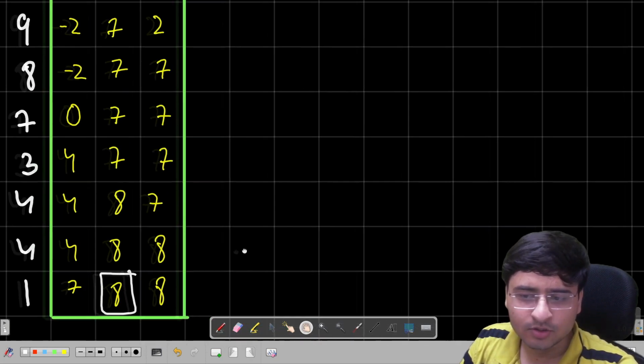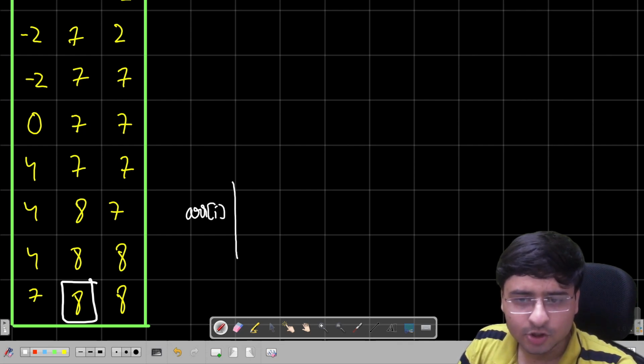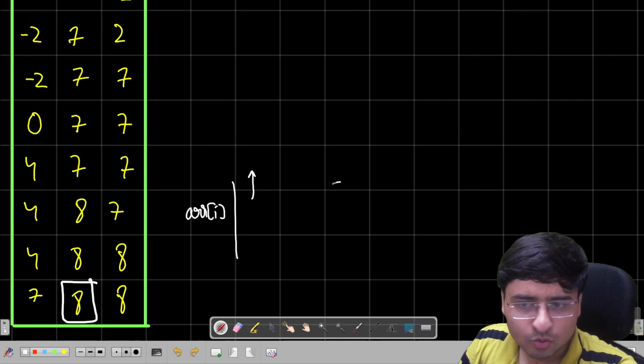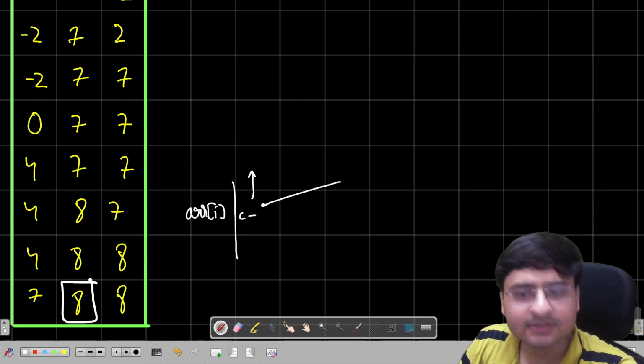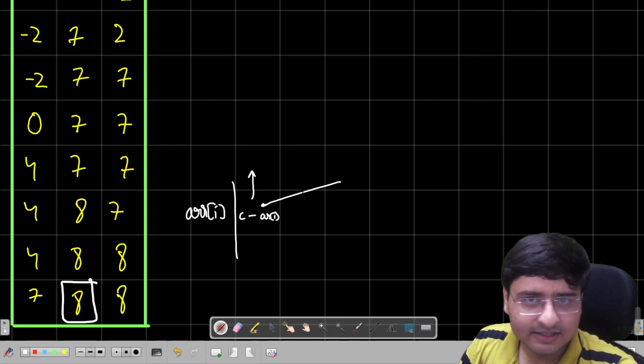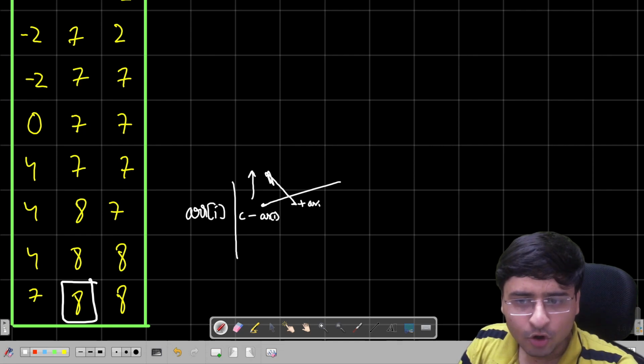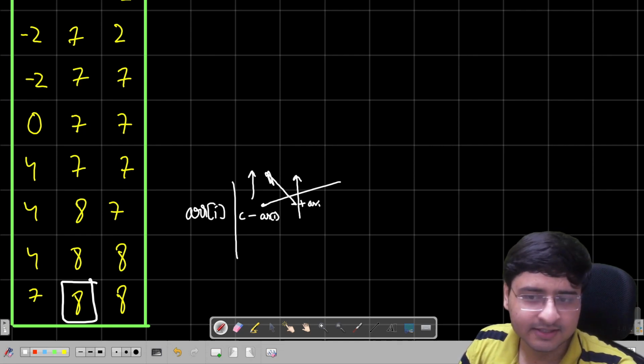Let's quickly round it up. Basically, if you're in a buy state, either you can consider the previous buy state, or you can consider the previous cooldown state, minus ARR of I, correct? If you're in a selling state, either you can add the profit of the previous sell day, this plus ARR of I, or you can consider the previous sell state itself, correct?